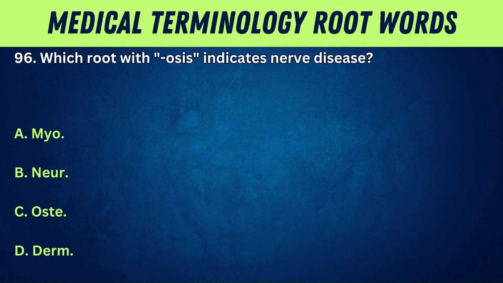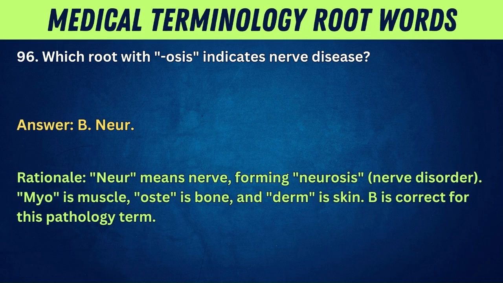96. Which root with osis indicates nerve disease? A. Myo. B. Neur. C. Ost. D. Derm. Answer: B. Neur. Rationale: neur means nerve, forming neurosis, nerve disorder. Myo is muscle, ost is bone, and derm is skin. B is correct for this pathology term.